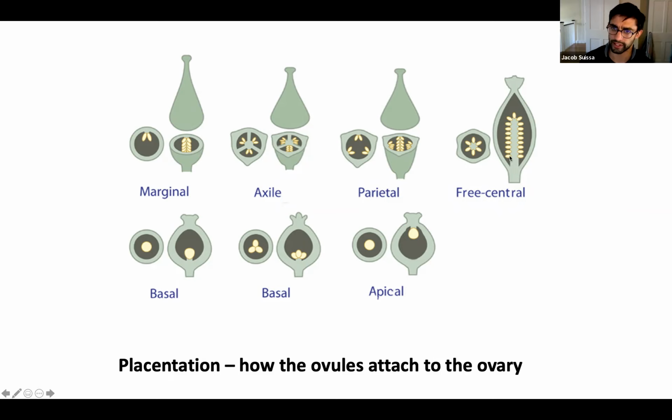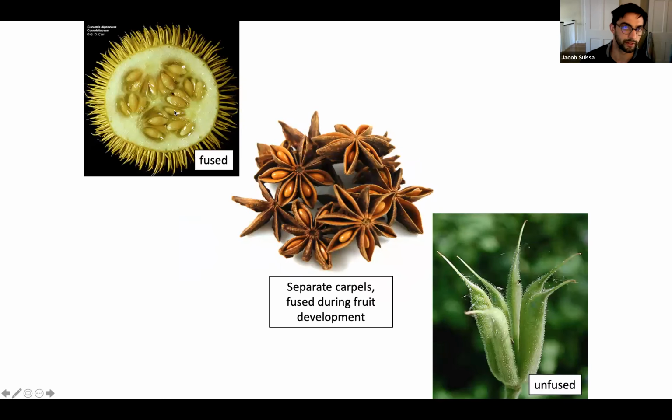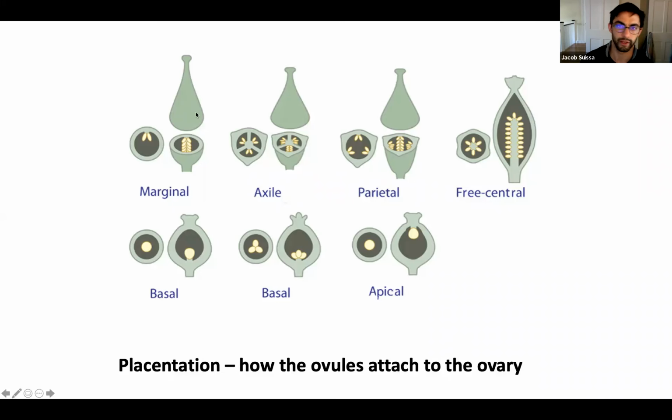So one of these ways is free central. You have this column, and then all of your ovules are attached to this column. You can have parietal, where you're attached to the edges of the carpel. There's axial, which is essentially, you can think of it as free central, but with particular locules, if you will, or particular carpels. Like this would be one carpel, this is another carpel, this is another carpel.